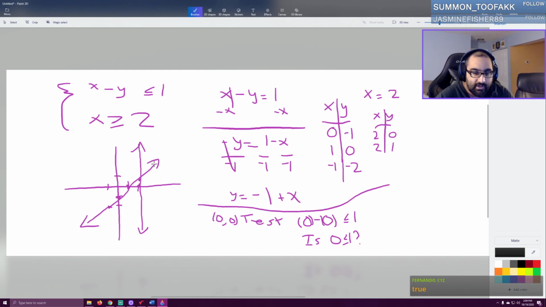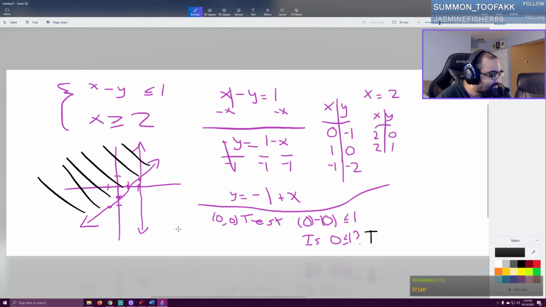All right, so we're going to look at this purple line here. And we want to say this is true. So in black, we're going to go ahead and mark off the area that includes the point 0, 0. So that's all this stuff here. Okay, so that's the first one done.